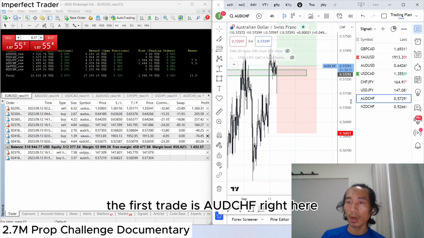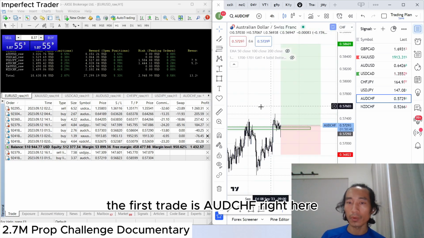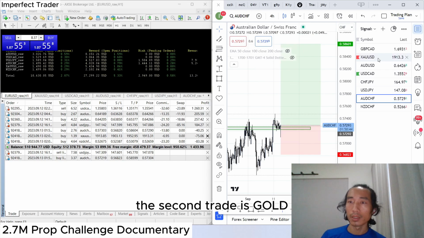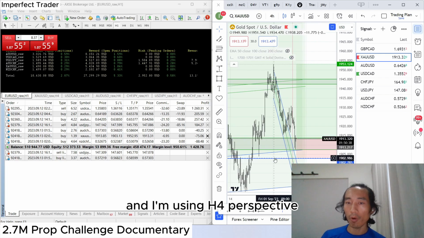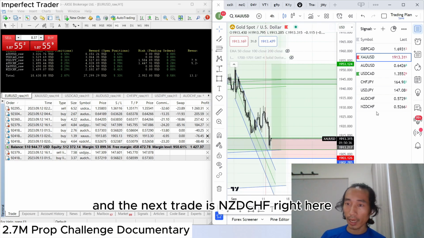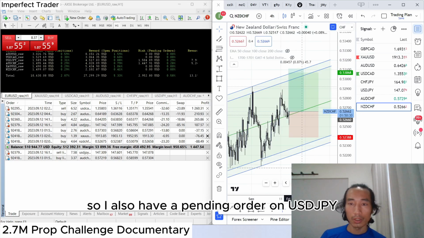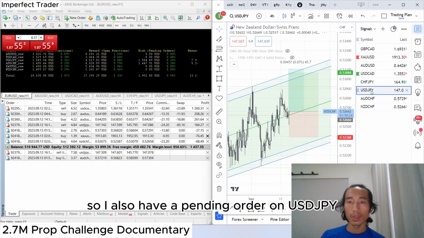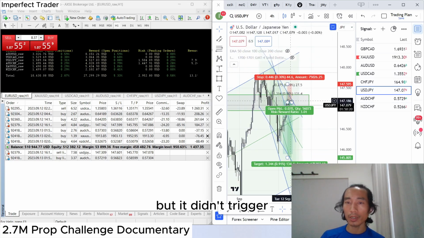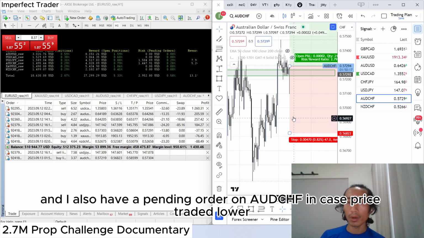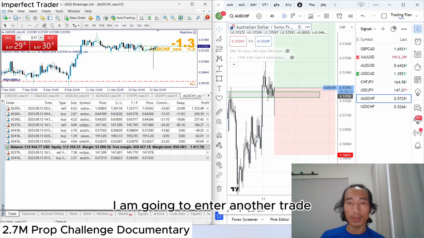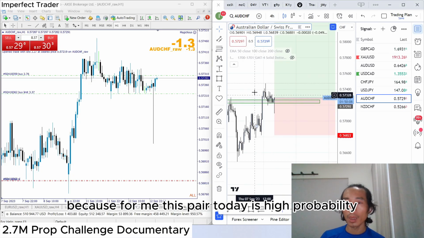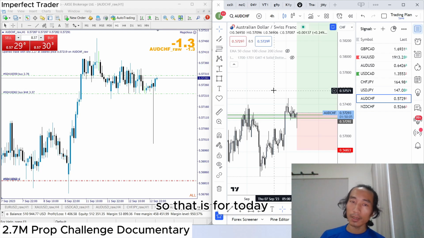The first trade is AUDCHF right here. The second trade is Gold. I buy Gold again, and I'm using a 4-hour perspective. And the next trade is NZDCHF right here. I also have 2 pending orders on USDJPY, but they didn't trigger. And I have another pending order on AUDCHF, in case price trades lower, I am going to enter another trade, because for me this pair today is high probability. So that is for today.